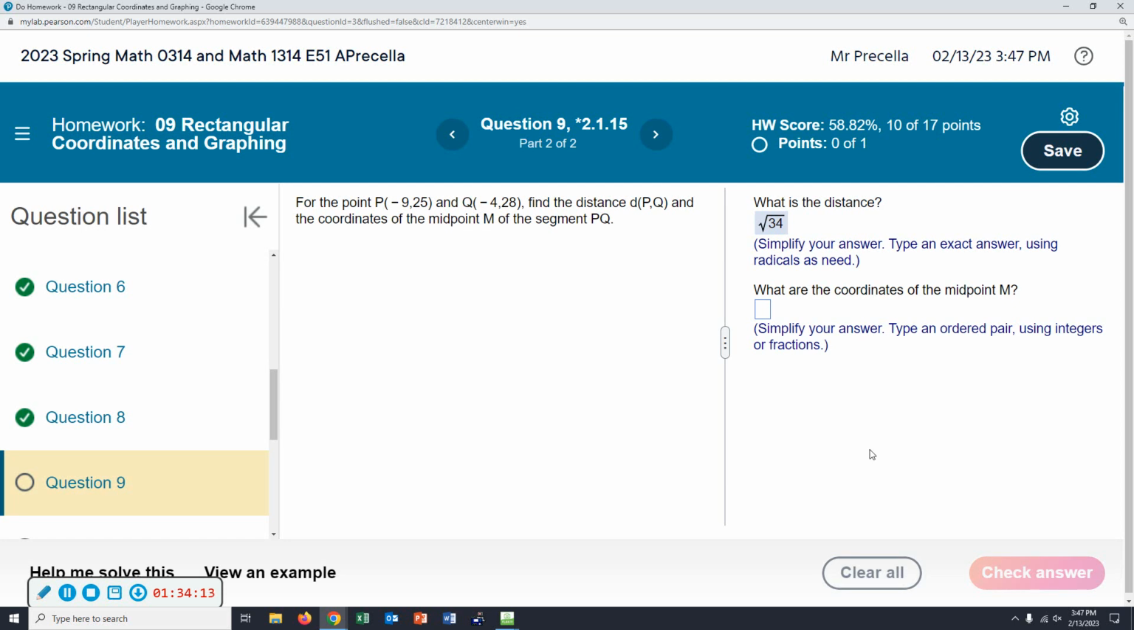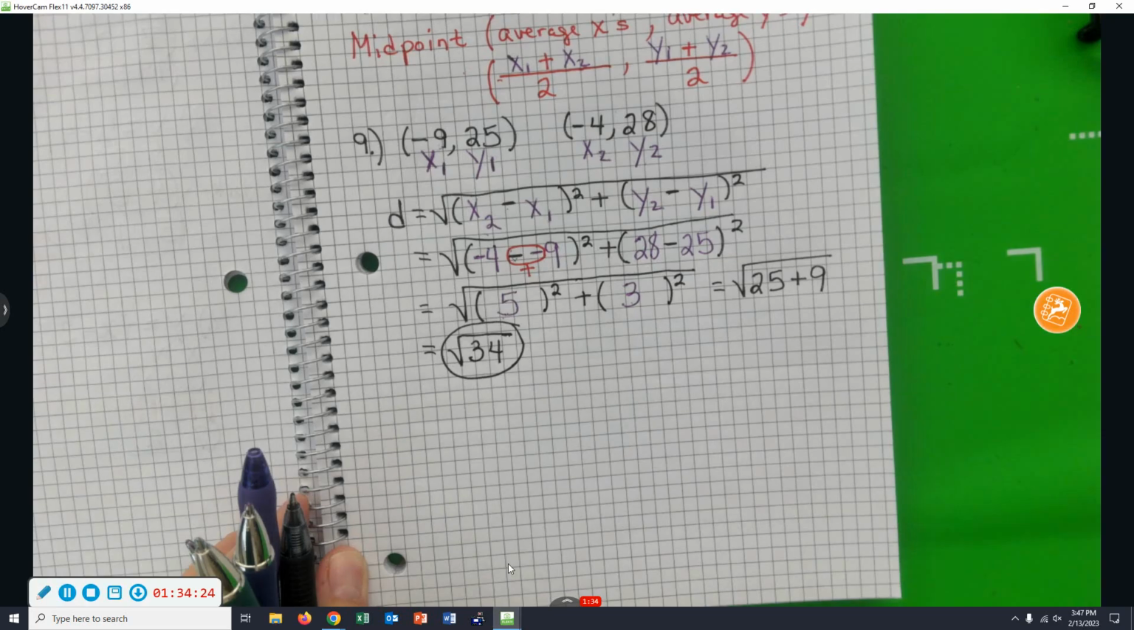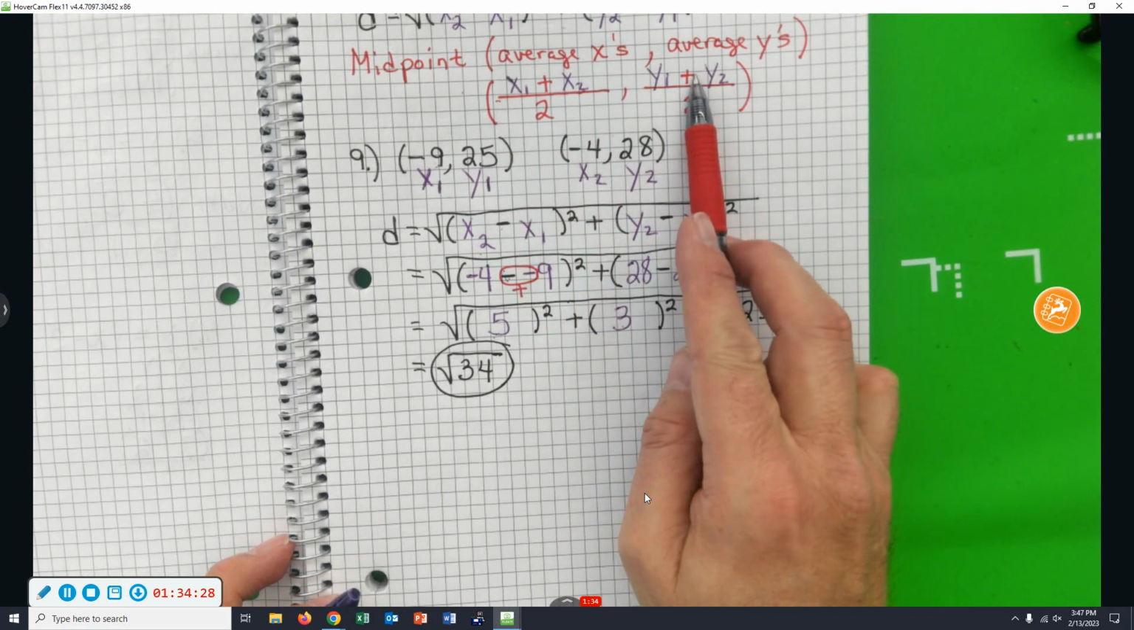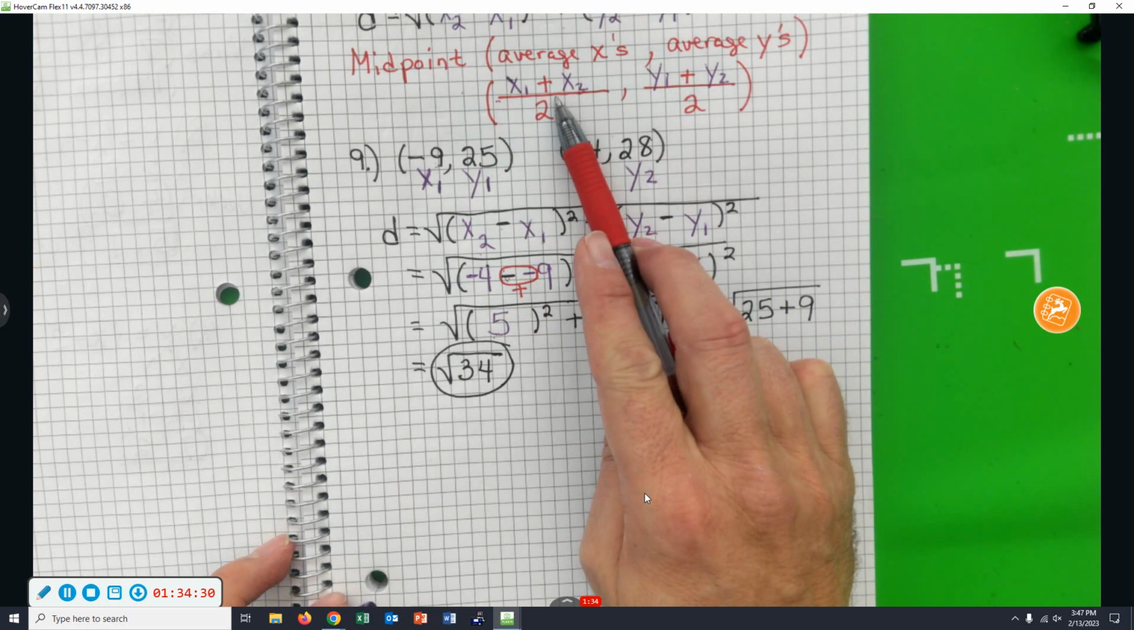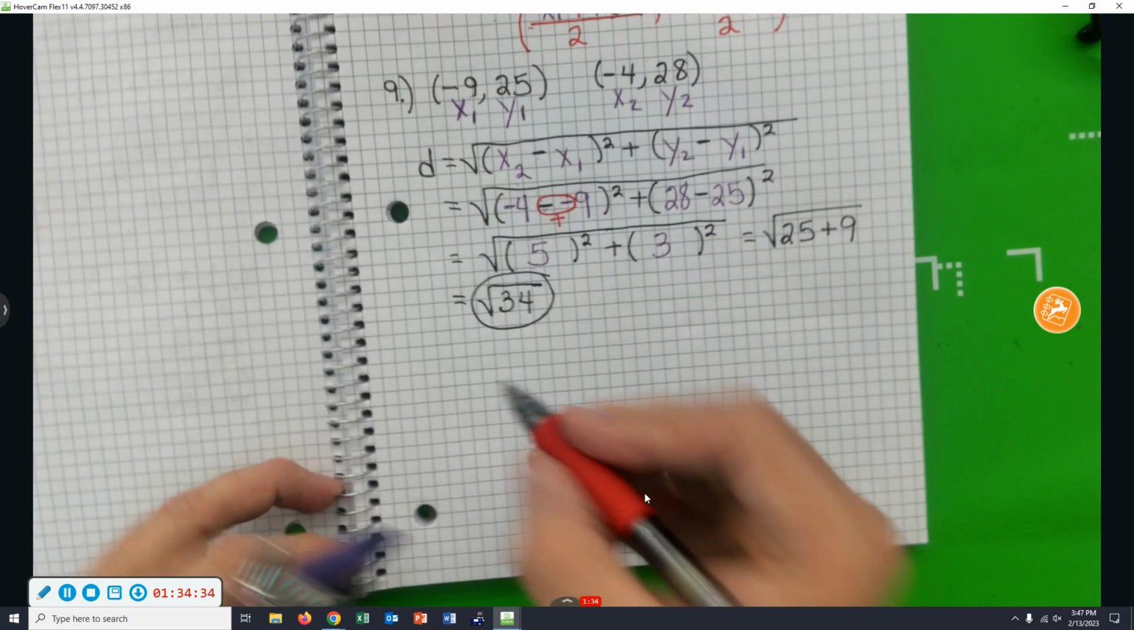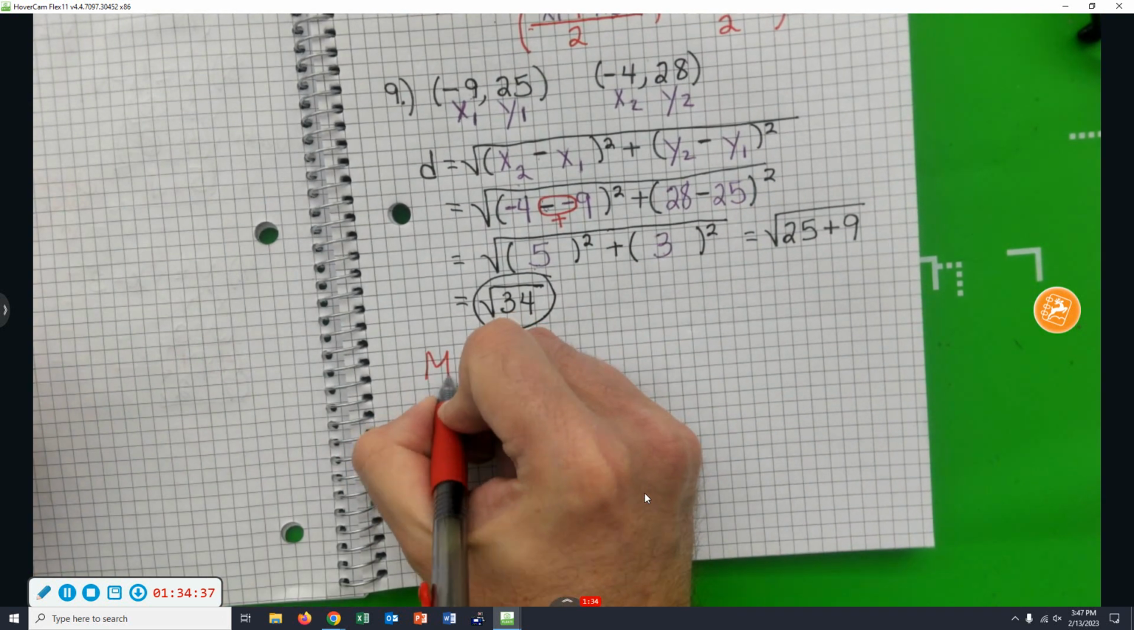Now the midpoint. Find the midpoint. You're just going to average the x's and average the y's. Add up the 2 x's, divide by 2, add up the 2 y's. So they're calling the midpoint M.